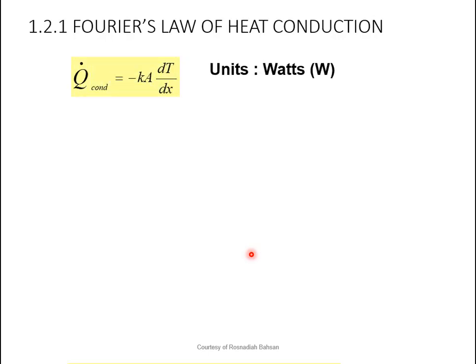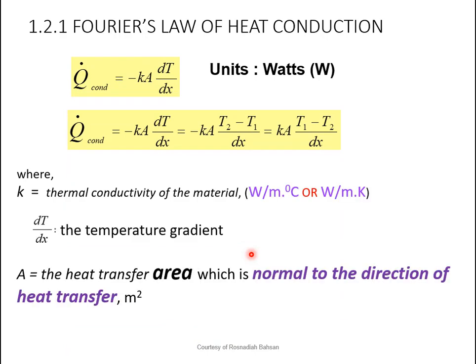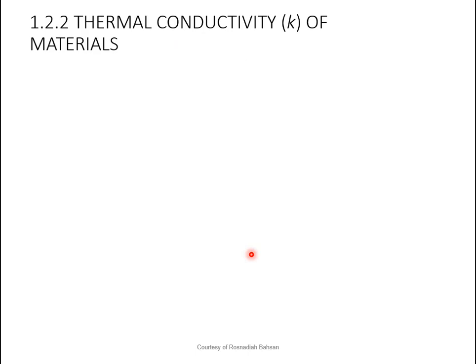Okay, so this is the equation. As I mentioned, what is the temperature gradient? It is normal to the direction of heat transfer, which was mentioned in the previous slide. So what is thermal conductivity? As you can see, if you want a very high Q dot conduction, you can either increase the temperature difference or increase the thermal conductivity.